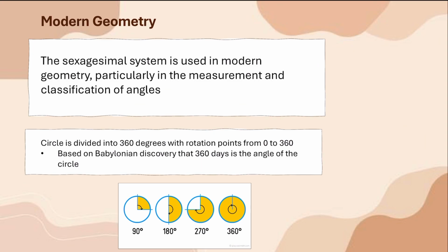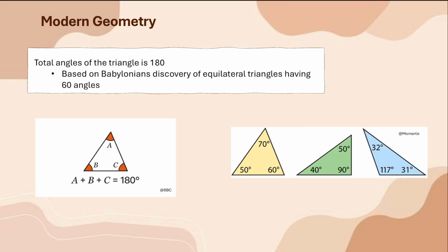The division of a circle into 360 degrees reflects the Babylonian principles, which is now applied in the rotation of circles from 0, 90, 180, 270, and ending at 360 degrees overall. Our knowledge that the angles of a triangle sum to 180 degrees also connects to their understanding that the equilateral triangle has 360 degrees angles.